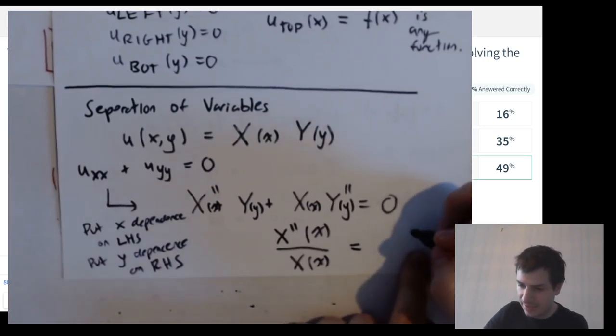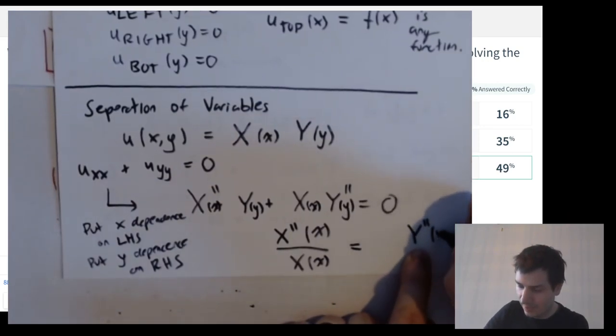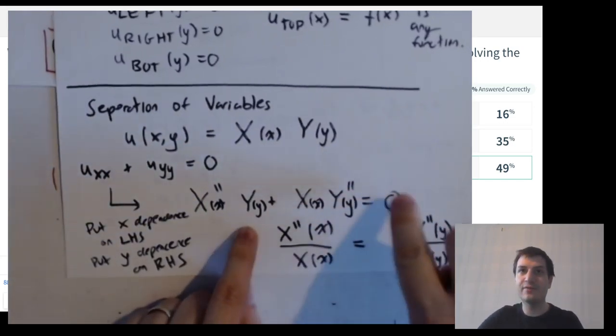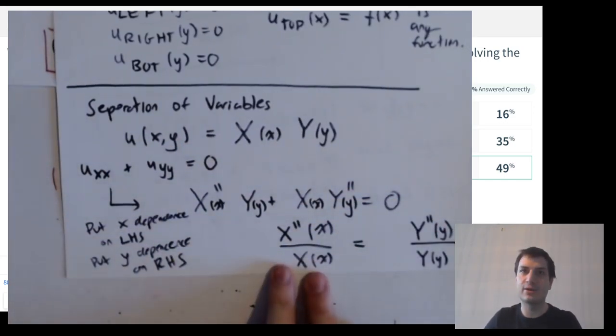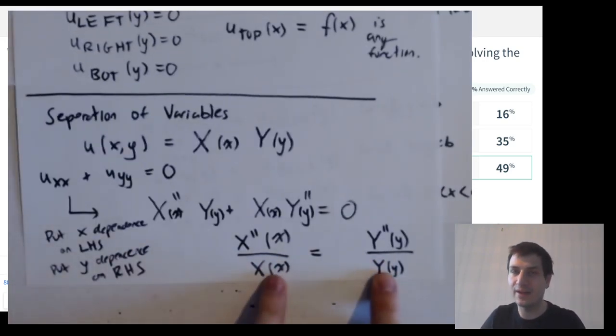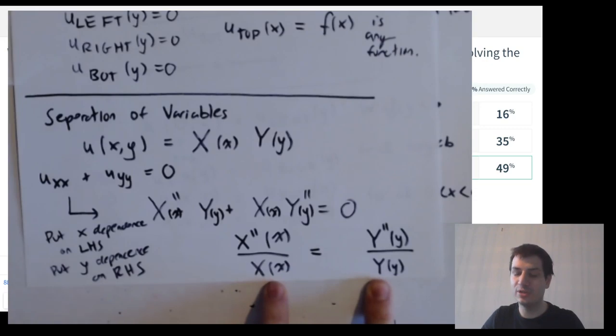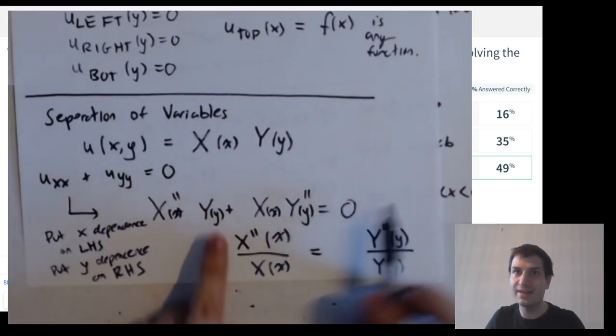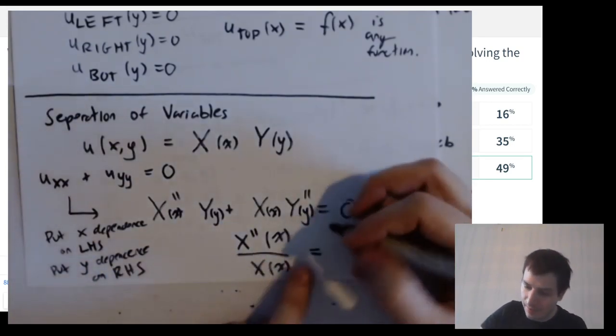That's the same as y double prime of y divided by y of y. So I moved something over, I divided through to put all the x's on one side and all the y's on the other side. And this is almost right. And in fact, this is what came up in the wave equation. But in this equation, when you do this splitting up, you get a minus sign.